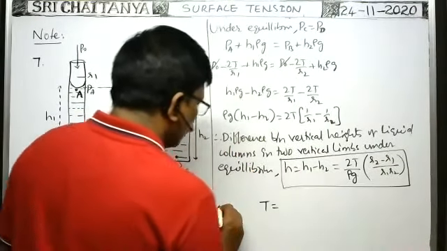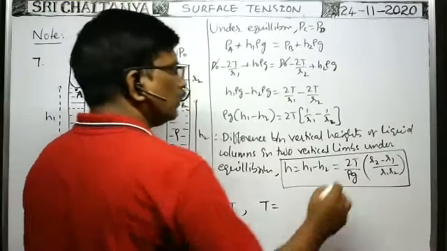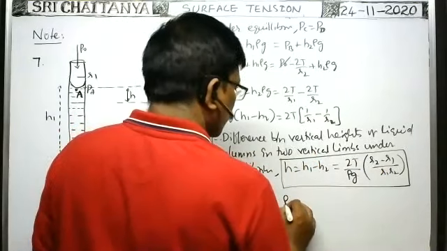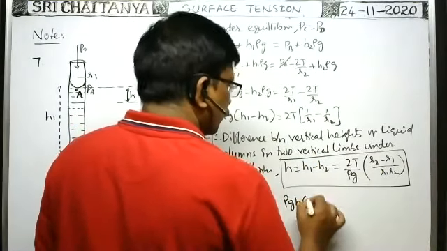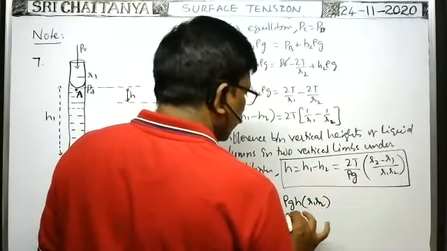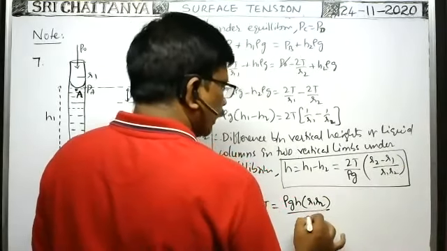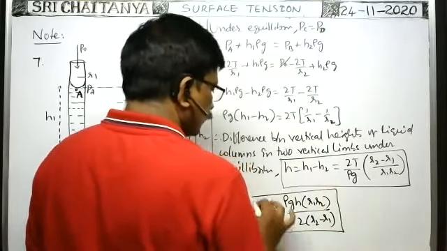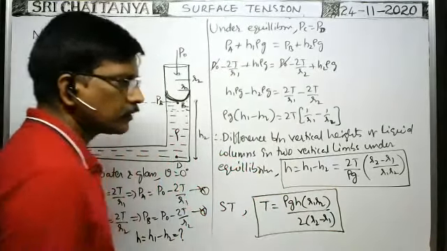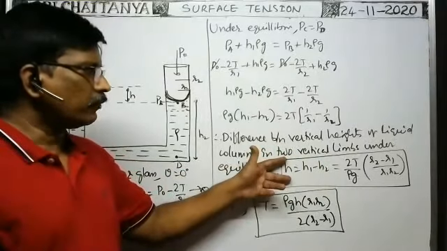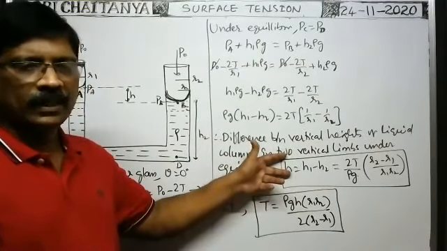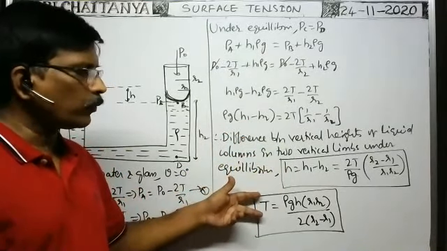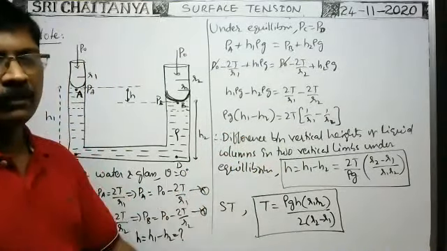T is equal to surface tension, T is equal to, do cross multiplication: rho g h into R1 R2, whole by 2 into (R2 minus R1). This is the formula for surface tension. They may ask it like this or like this. If you are given surface tension, they may ask what is the vertical difference between the heights of the liquid columns. If they give h, then they ask to find the surface tension. By this phenomenon, we can find it.